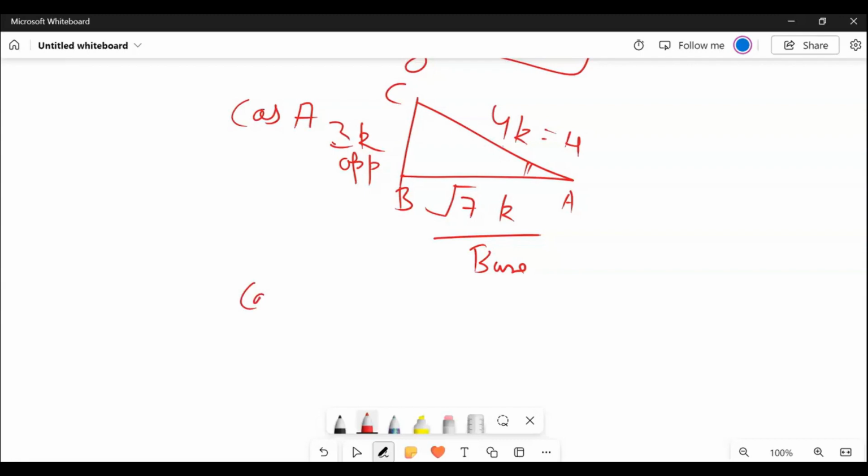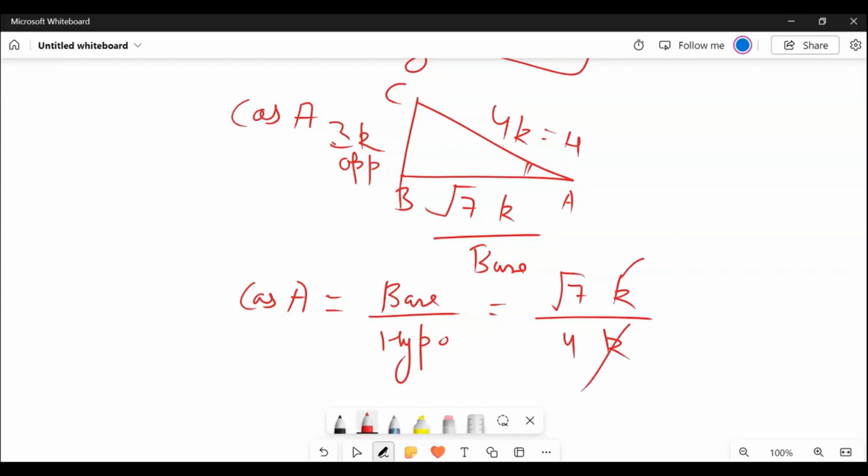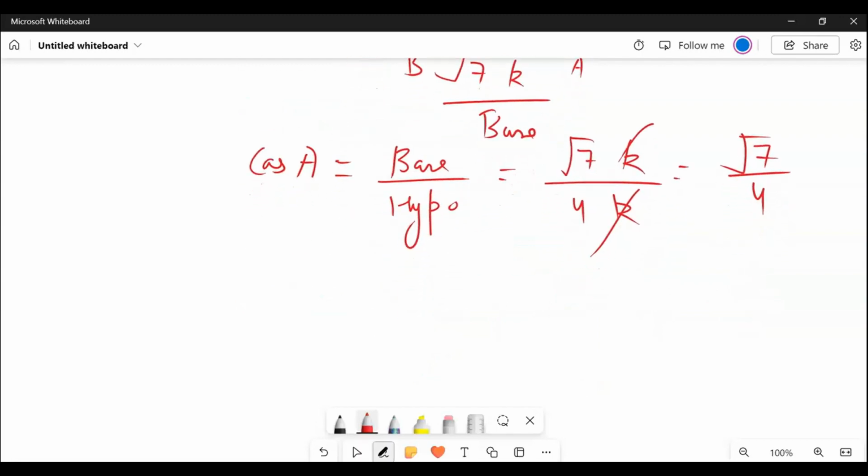So cos A will be opposite, I'm sorry, not opposite, it's base, right? Base upon hypotenuse. Simply you can write B by H. So base is your root 7k. See, the k can cut out and the ratio will remain like that. Okay, so k can be cut out in the last point.